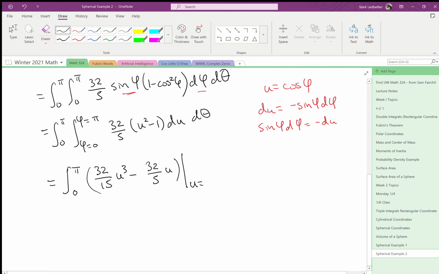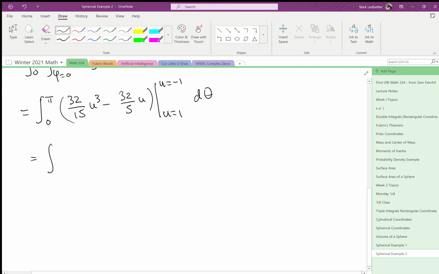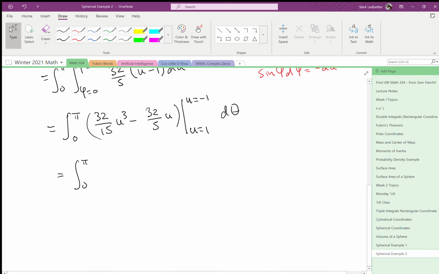So when phi is 0, cosine phi is 1. When phi is pi, cosine phi is negative 1. And it's okay to have the bounds upside down. You just plug them in. Don't even think about it. Upside down meaning the top bound is smaller than the bottom bound.